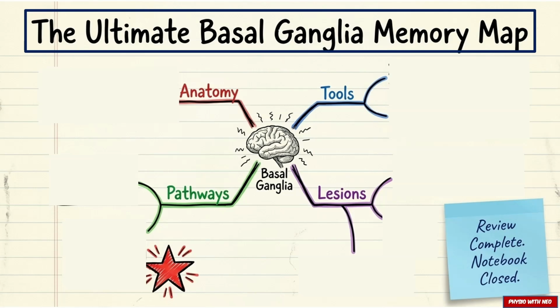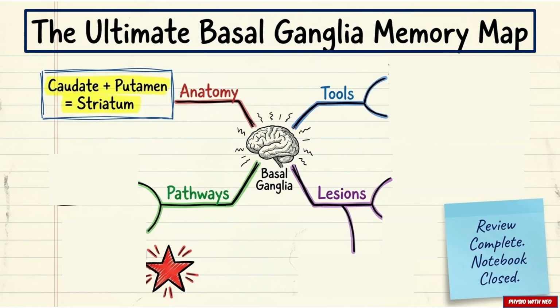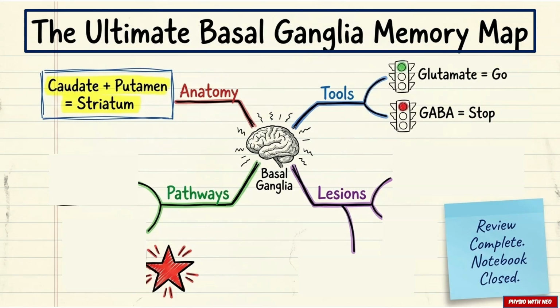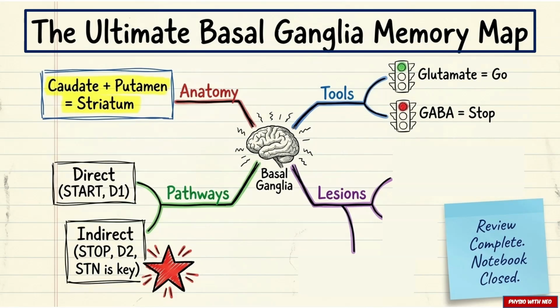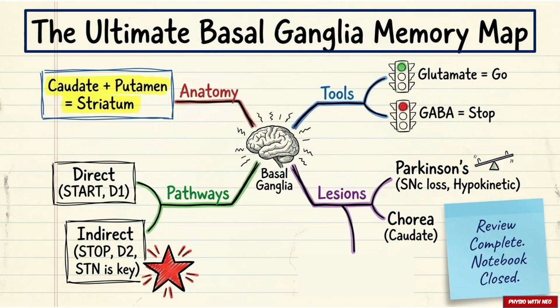Let's read it once. Anatomy. Caudate plus putamen equals striatum. Tools. Glutamate means go. GABA means stop. Pathways. Direct, start the movement. Indirect, suppresses the unwanted movement. Now lesions. Loss of dopamine causes Parkinson's. Caudate causes chorea. And subthalamic lesions cause hemiballismus.